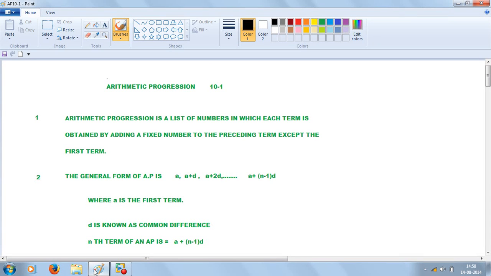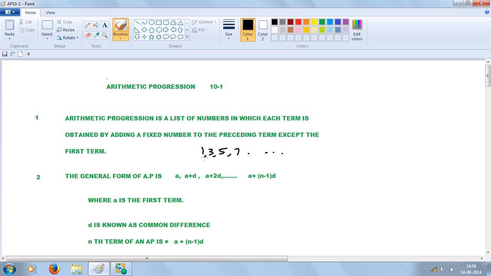So, welcome to our first lesson in arithmetic progression. So, what is arithmetic progression? The numbers progress as it goes. It's a list of numbers in which each term is obtained by adding a fixed number to the preceding term, except the first term. So, a common example is, for example, 1, 3, 5, 7, and so on.